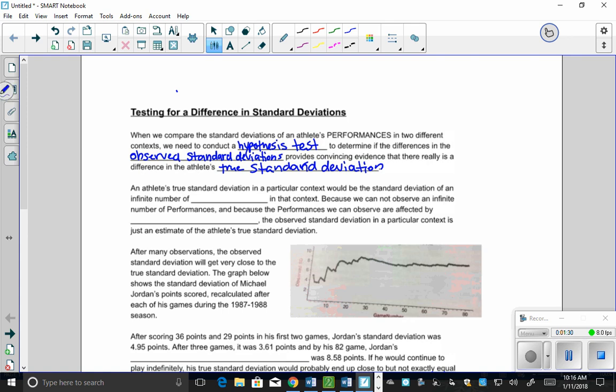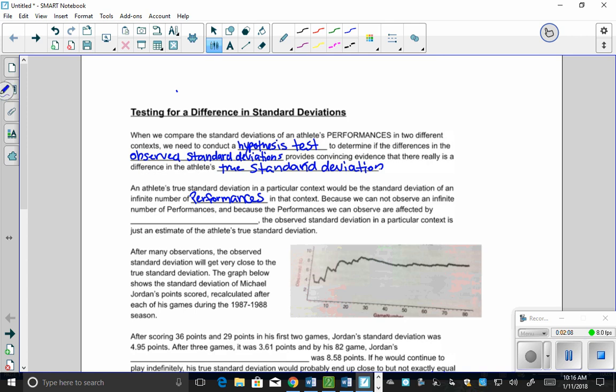So the observed standard deviation is what actually happens, and the true standard deviation is what is actually true. So an athlete's true standard deviation in a particular context would be the standard deviation of an infinite number of performances. So the true standard deviation is what would happen if he had an infinite number of tries.